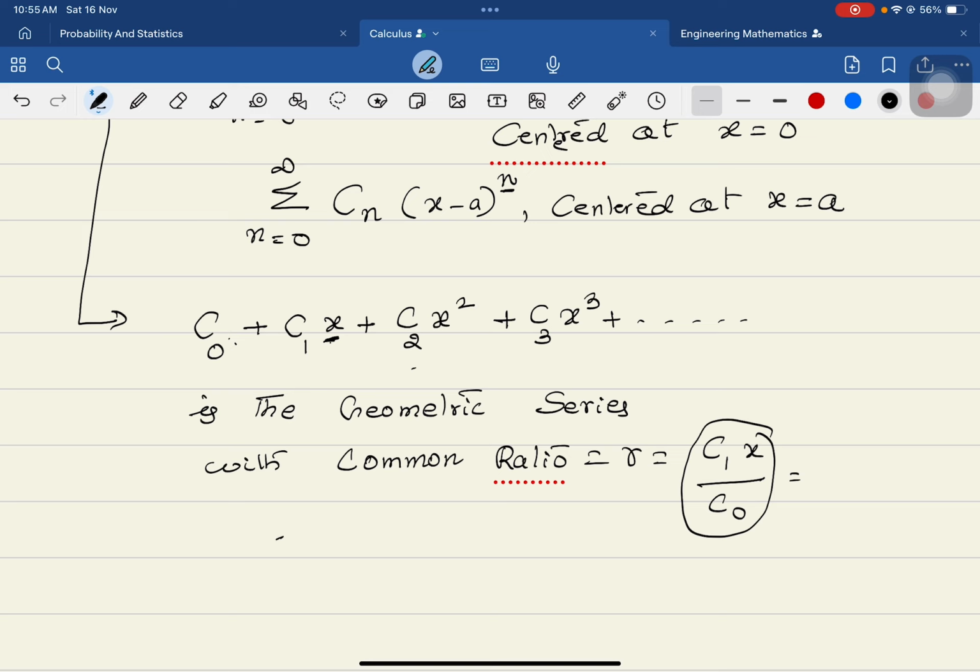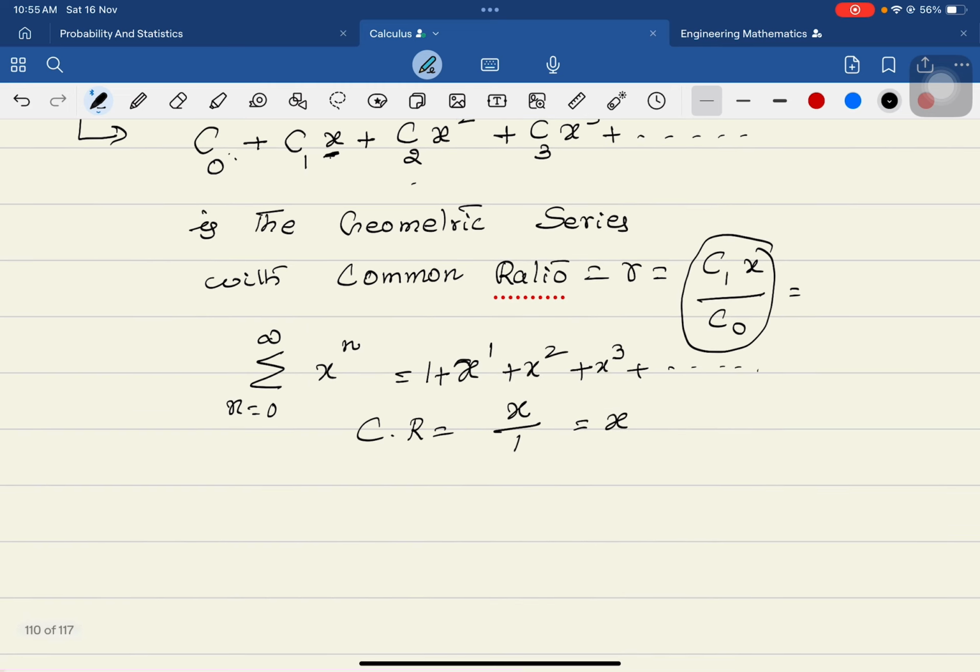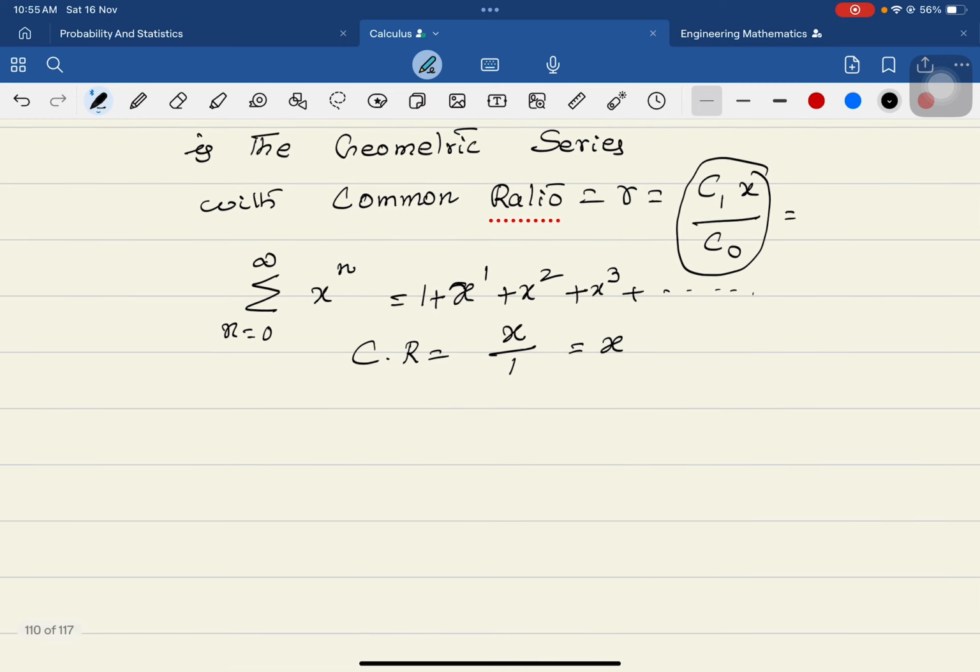For example, instead of writing some constants, suppose I write x power n, where n is from 0 to infinity. Then you can understand very clearly: x power 0 is 1, plus x power 1, plus x square, plus x cube, and so on. So what is the common ratio here? It is a geometric series. The second term by the first term, that is x by 1, which is equal to x. If you multiply the first term by x, you get the second term. Multiplying the second term by x, you get the third term. So this is called the geometric series with the common ratio x.